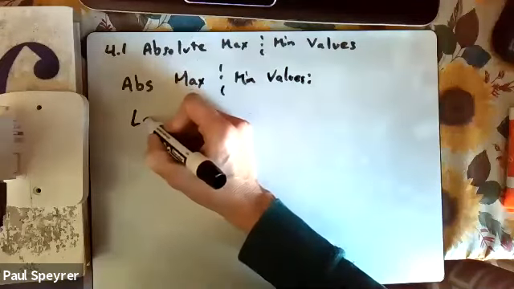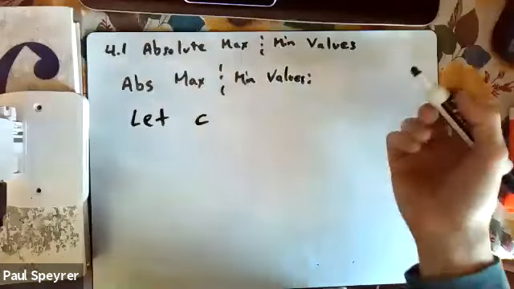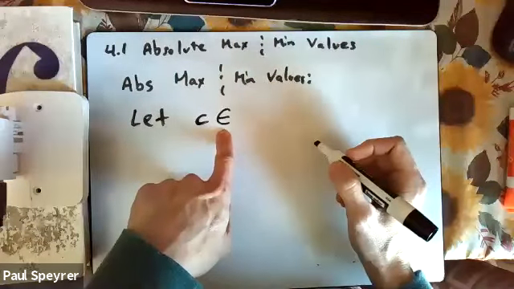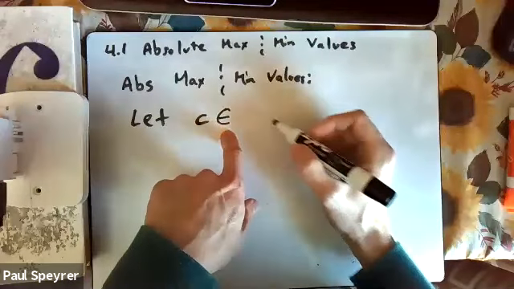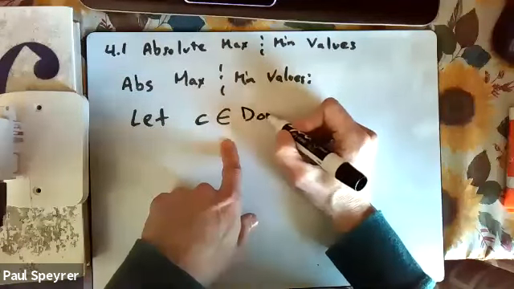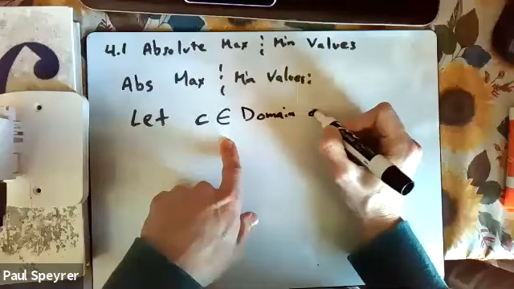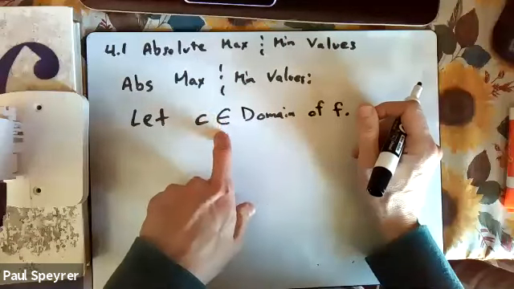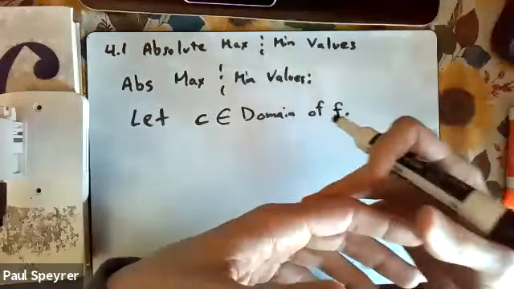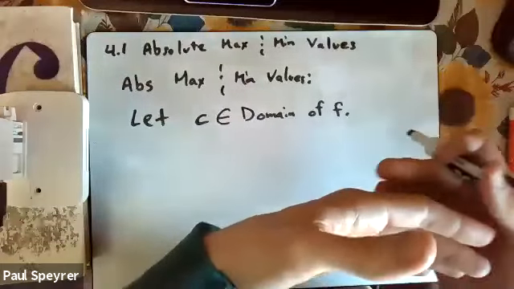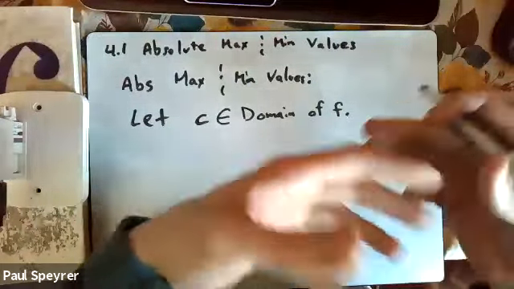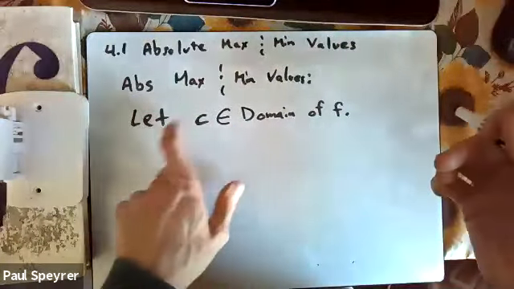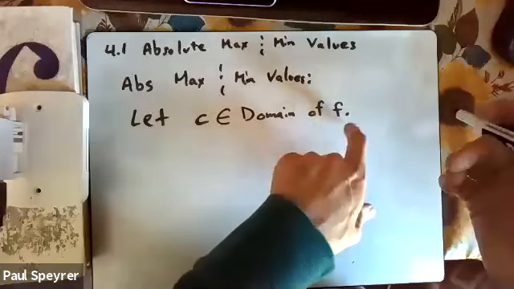So we're going to let C be a constant, okay? And then we have this weird little thing right here. That just means element. Let C be an element of the domain of F. When we say an element of, it just means part of, right? Like how you have chemical compounds like H2O. Hydrogen is one of the elements that's part of water, right? Because it combines with the oxygen to make water. So let C be an element of the domain of F.